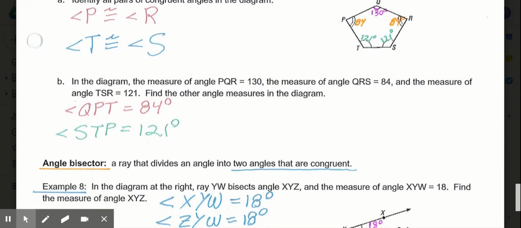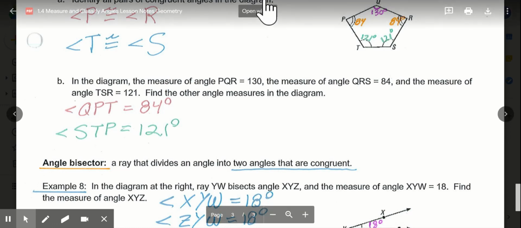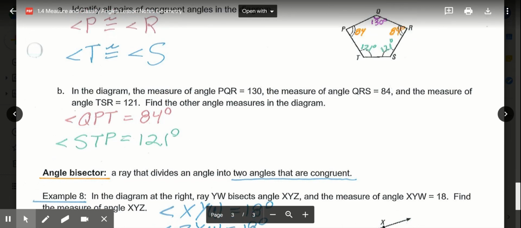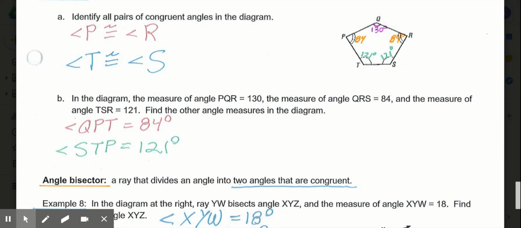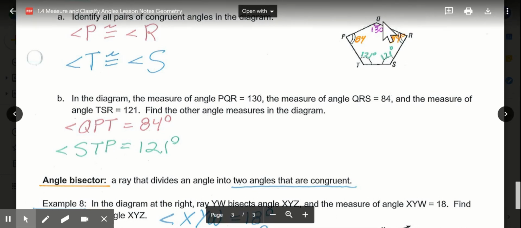In part B, it says, in the diagram, the measure of angle PQR is 130 degrees. So I just labeled up here, PQR, this top angle, 130 degrees. Then the measure of angle QRS is 84. QRS is this angle here of R. So if that's 84, I know over here is also 84.